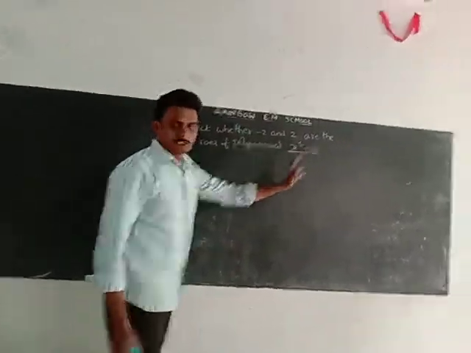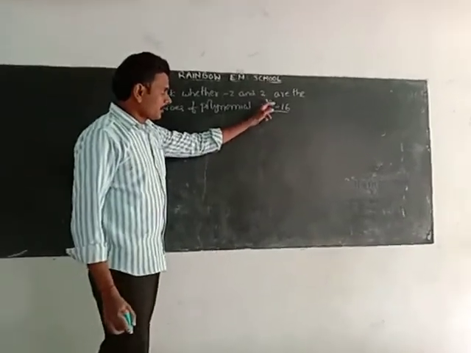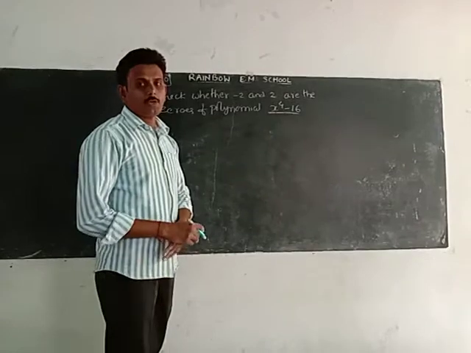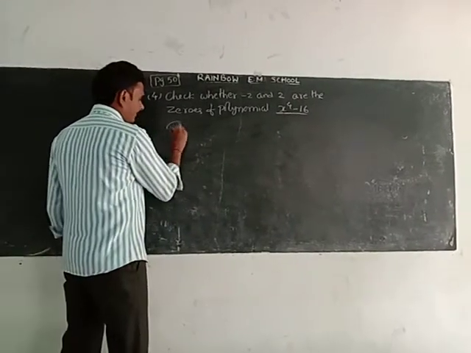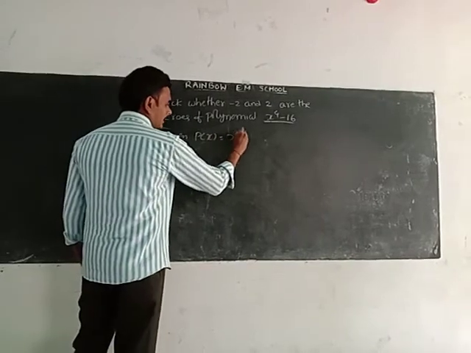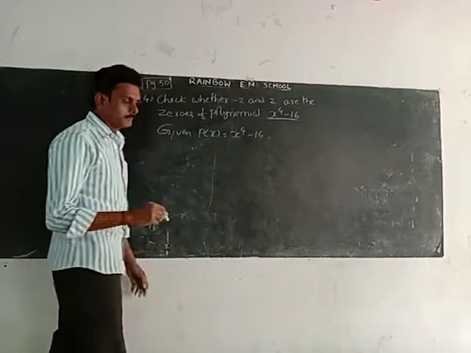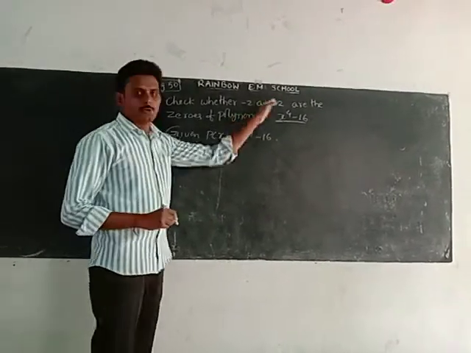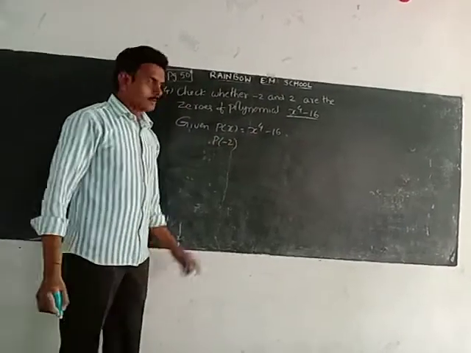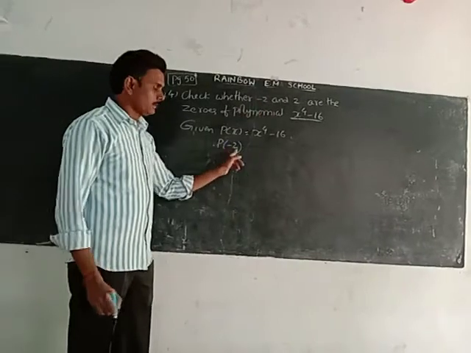So first, which is the polynomial here? x power 4 minus 16. In the polynomial, what is the variable? x. Then this is the polynomial in variable x. So take the given p of x equal to x power 4 minus 16. Now I want to check whether these two are zeros or not. Now replace with minus 2: p of minus 2. Instead of x, replace it with minus 2.